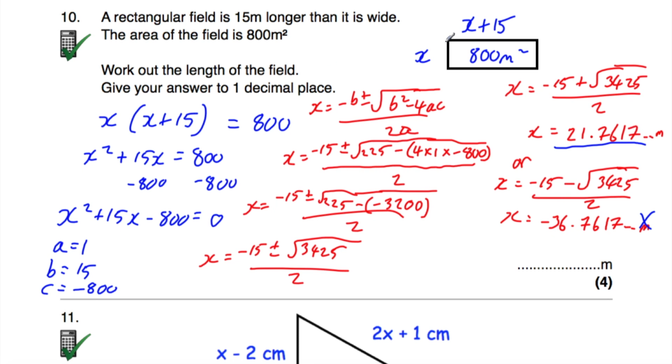Now in this question, we've been asked to find the length of the field. So we've found x, the width of the field. So the width of the field is 21.7617 and so on. But the length of the field was 15 meters longer, so we need to add on 15. So that means our answer would be 36.7617 and so on meters. And we've been asked to give our answer to one decimal place, so that'll be 36.8 meters.